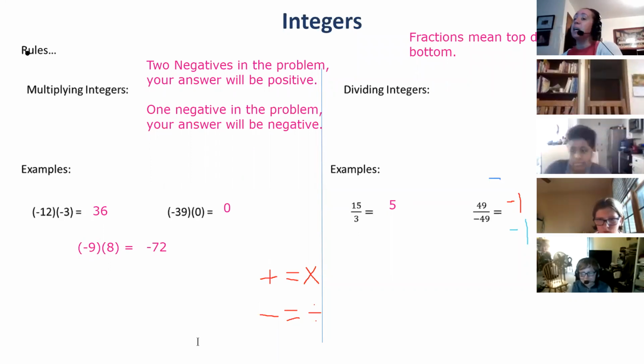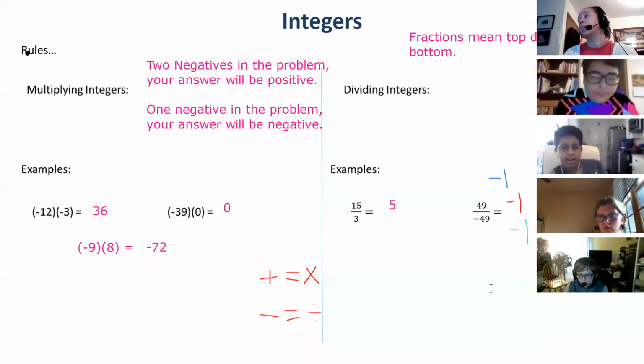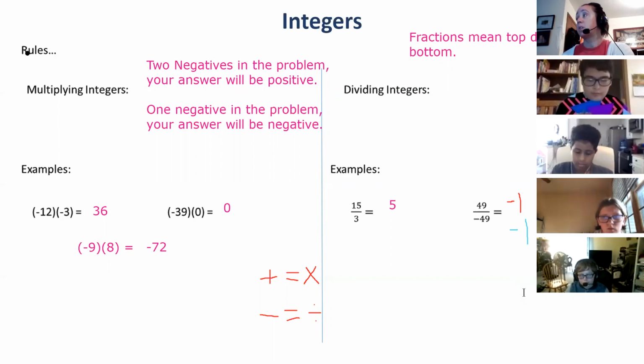Okay, so the same divided by the same gives you -1. Very good. And there's 1 negative in that problem, so your answer is a negative. Good. Any questions on that? Is anybody still writing rules down? Nope.